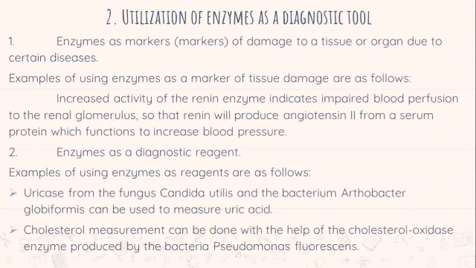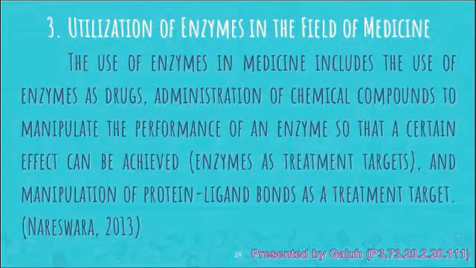Examples of using enzymes as reagents are as follows. First, uricase from the fungus Candida utilis and the bacterium Enterobacter globiformis can be used to measure uric acid. Last, cholesterol measurement can be done with the help of the cholesterol oxidase enzyme produced by the bacteria Pseudomonas fluorescens. Number 3. Utilization of enzymes in the field of medicine.